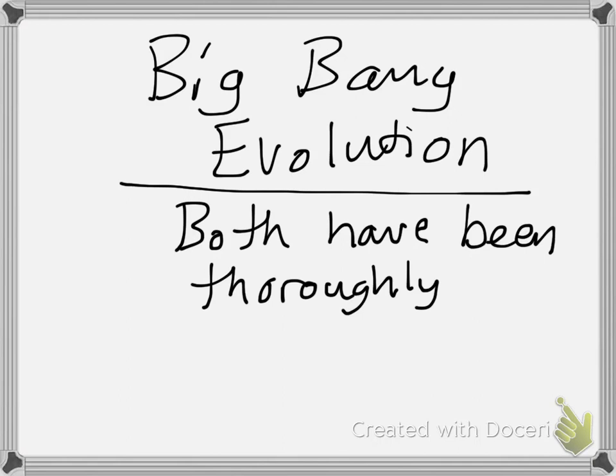Both make specific predictions that you can then go and try to observe, and so on and so forth. And so for somebody to say that the Big Bang or evolution are just theories, okay, they're displaying a very strong misconception about how the scientific method actually works. Both of these ideas only reach the idea of theory after having been thoroughly tested.